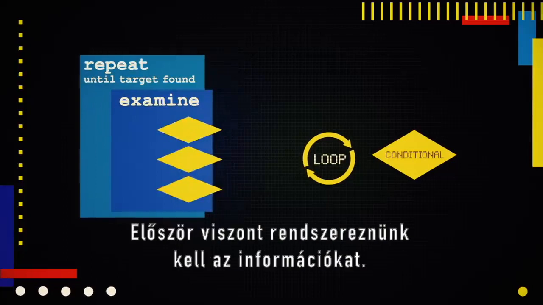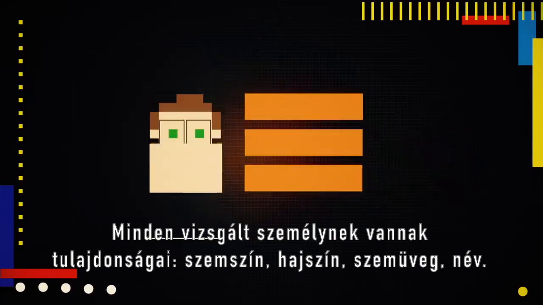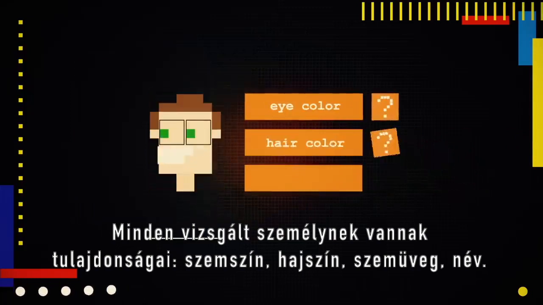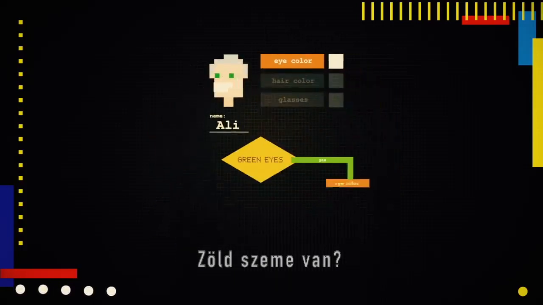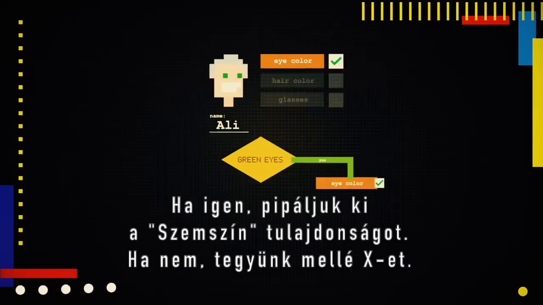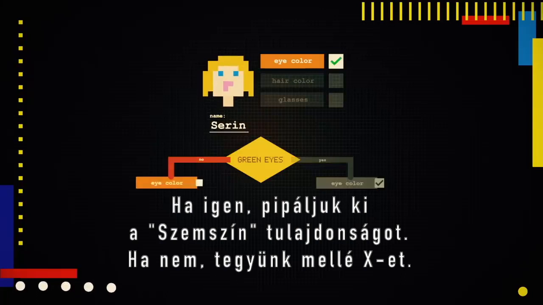But first, you'll want to organize your information. Each person has a set of characteristics: eye color, hair color, glasses, and name. Does this person have green eyes? If so, mark a check next to eye color. If not, mark an X there.